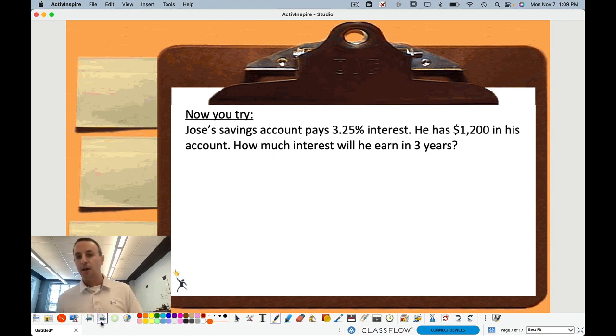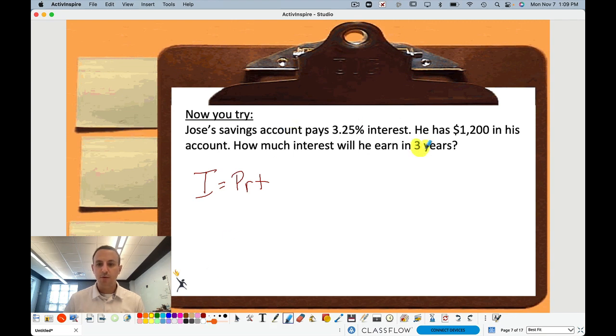All right, so let's talk about how we set it up. Same problem we had before. We're going to set up the same idea. Let's take a look. So we've got interest equals principal times rate times time. So again, I think purple will be our, yellow was our time. So we'll go ahead and do that. We did this blue, I believe, for our rate. So our rate is 3.25%. And then I think it was this purple for our principal. So let's plug that information in.